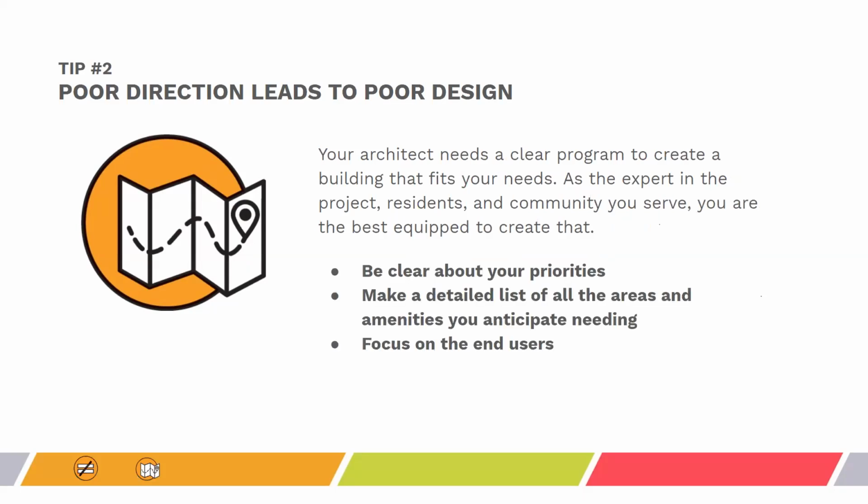So in order to achieve this, be clear about your priorities. Write a project mission or goal statement that makes your programmatic priorities clear. Down the road, this reduces value engineering, or at least makes it a lot easier. Make a detailed list of all the areas and amenities you anticipate needing. It's easier to eliminate elements than to try to fit them in later.